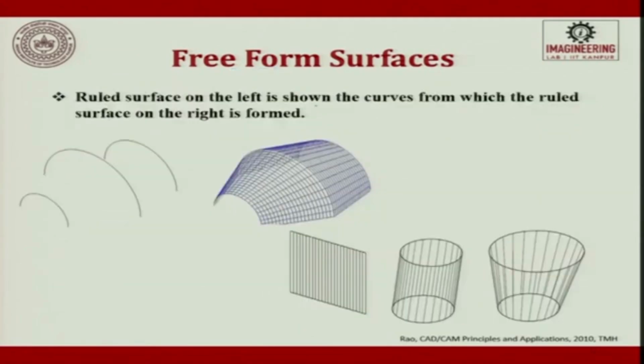A ruled surface: on the left are shown the curves from which the ruled surface on the right is generated. You will see here these are the rulings which are made. Here you define only the curves, and now the ruled surfaces are done. A line and a line, a ruled surface is done. A circle and a circle, a ruled surface is done. A larger diameter and a smaller diameter, a frustum of a cone or a tumbler is done.